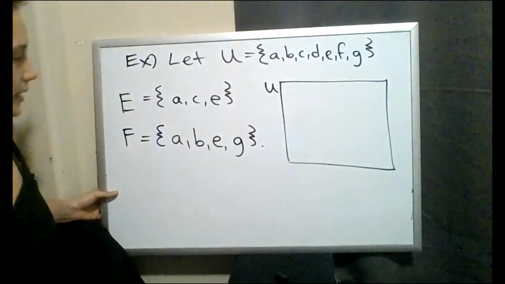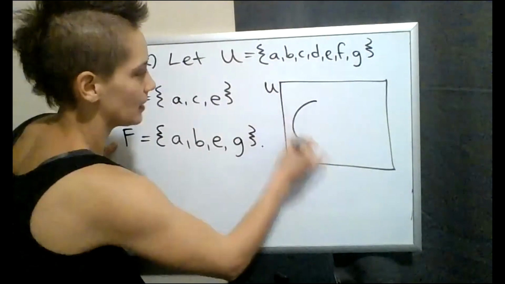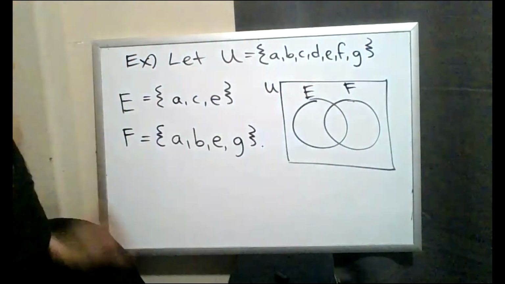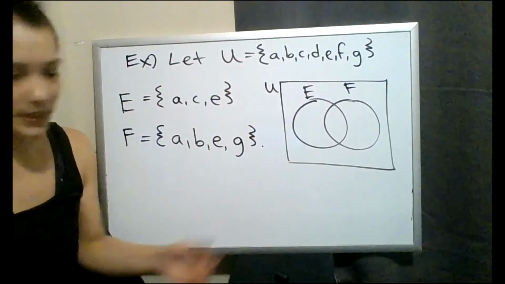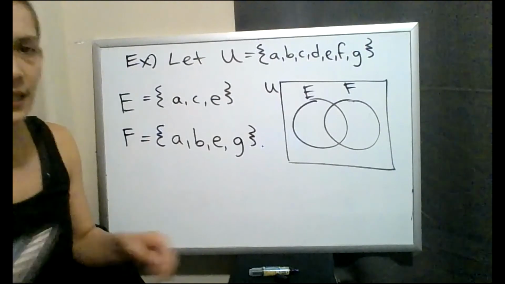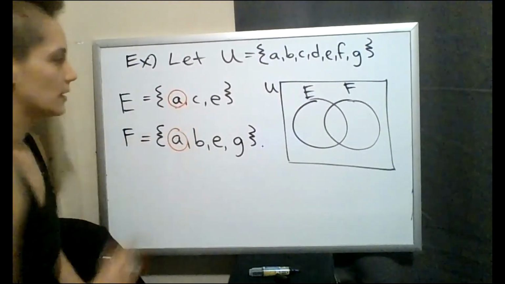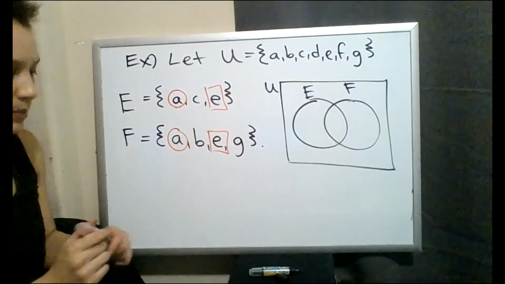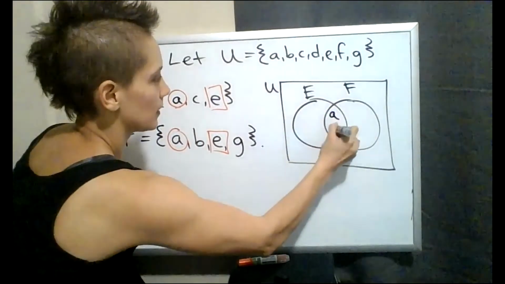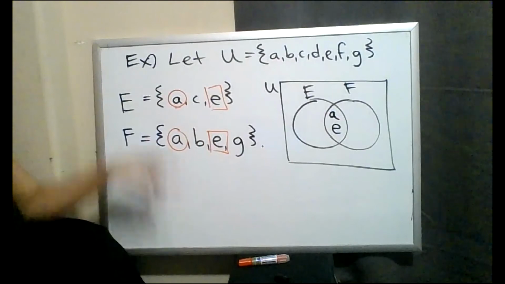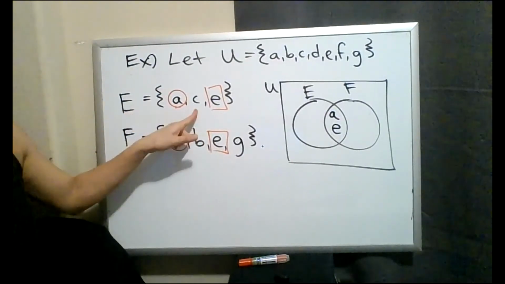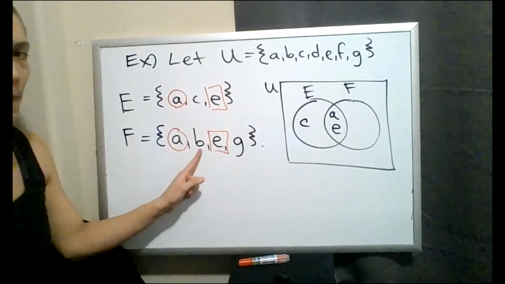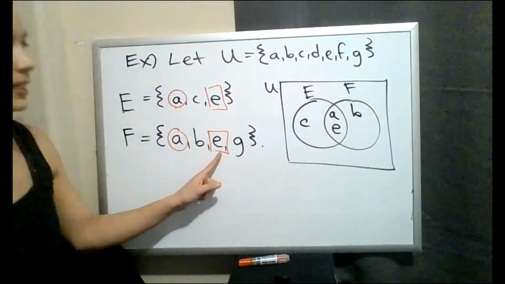Whole universe has subsets E and F. Maybe they have common elements, so we'll draw them like this. Now check for common elements. There's A in both of the sets. E is in both of your sets. That's it. So they need to be in the intersection. Finish this one: A, C, E. Now we've got set F contains A, B, E, G.